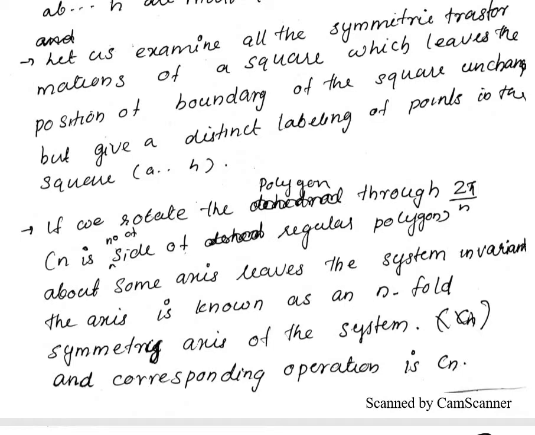So if we rotate the polygon through an angle of 2π/n about some axis and it leaves the system invariant, then the axis is known as an n-fold symmetry axis of the system, and the corresponding operation can be represented by Cn.